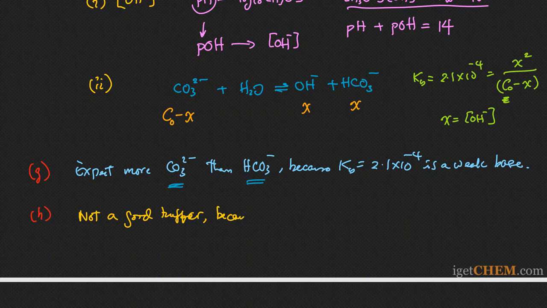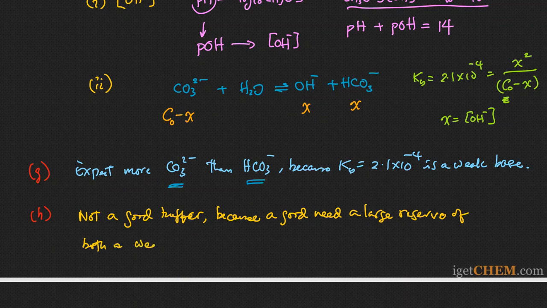And I'll write down the reason too, just so you know, because a good buffer needs a large reserve of both a weak acid and a large reserve of its conjugate base.